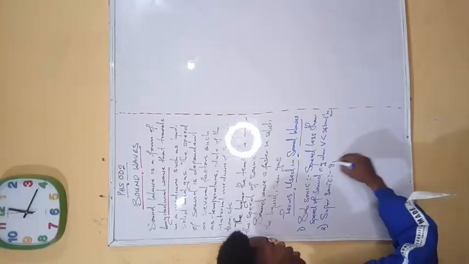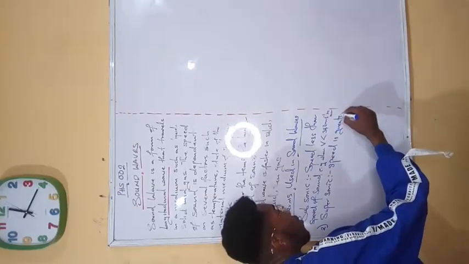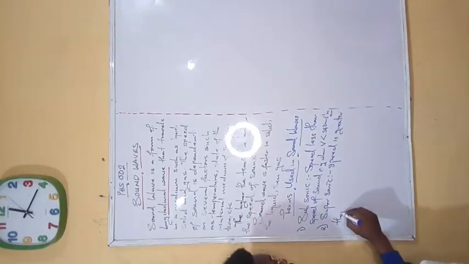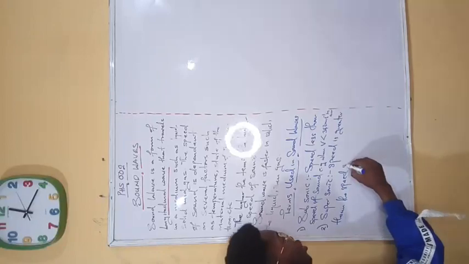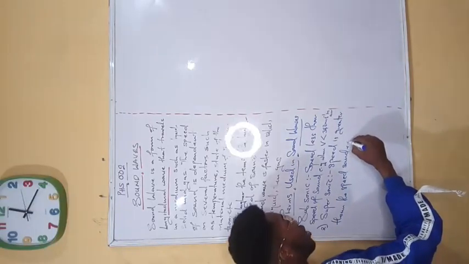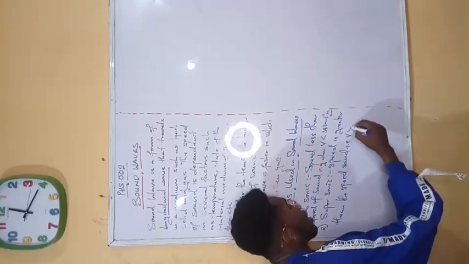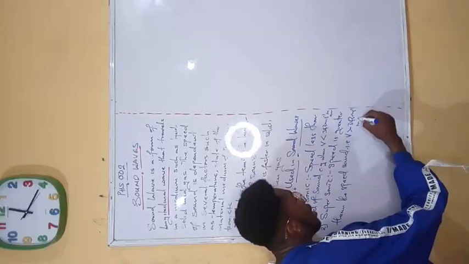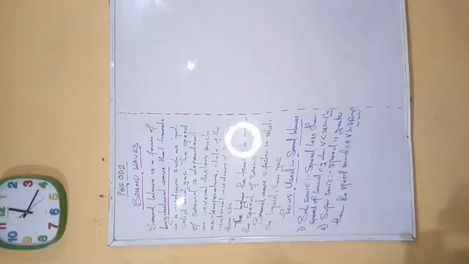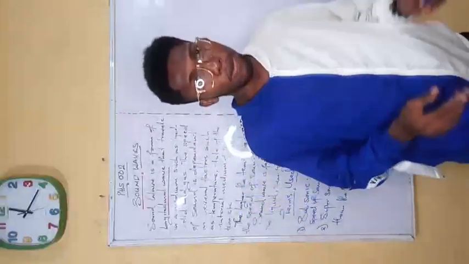But when the speed is greater than what? The speed of sound. That's why it is supersonic. For example, that is when v is greater than what? 343 meters per second in air. That means you are saying that it is supersonic. Is that clear now?